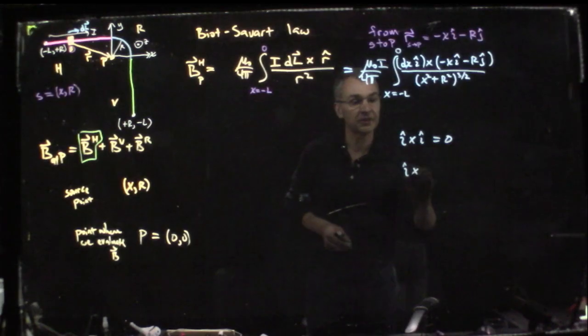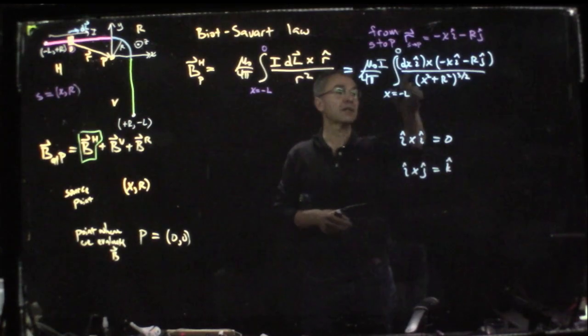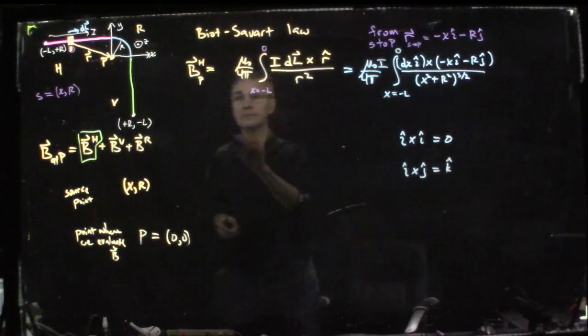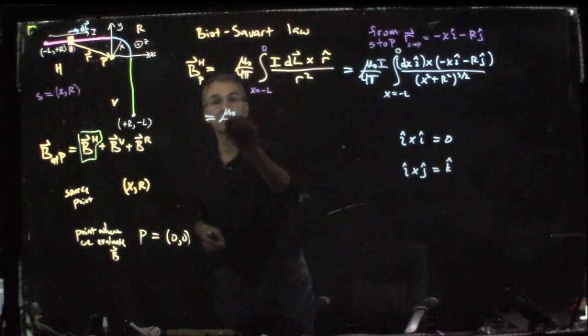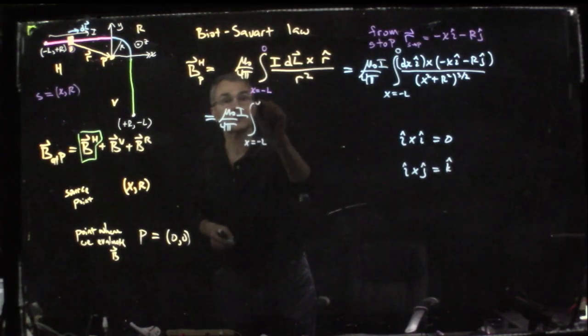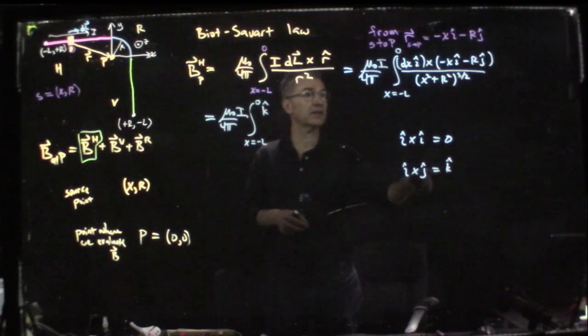I hat cross j hat equals k hat in a right-handed coordinate system. So that's going to be this. Okay, so this cross product, this is going to give us 0. This cross product is going to give us k hat multiplied by dx and multiplied by minus r. So here is mu naught over 4 pi, and then here's I, and here's the integral x from minus L to 0. So this is going to be in the k hat direction.